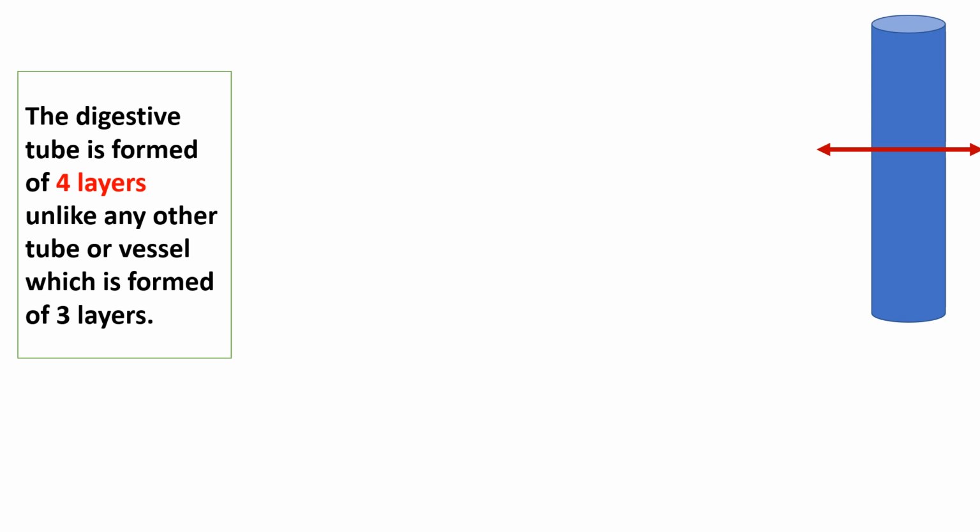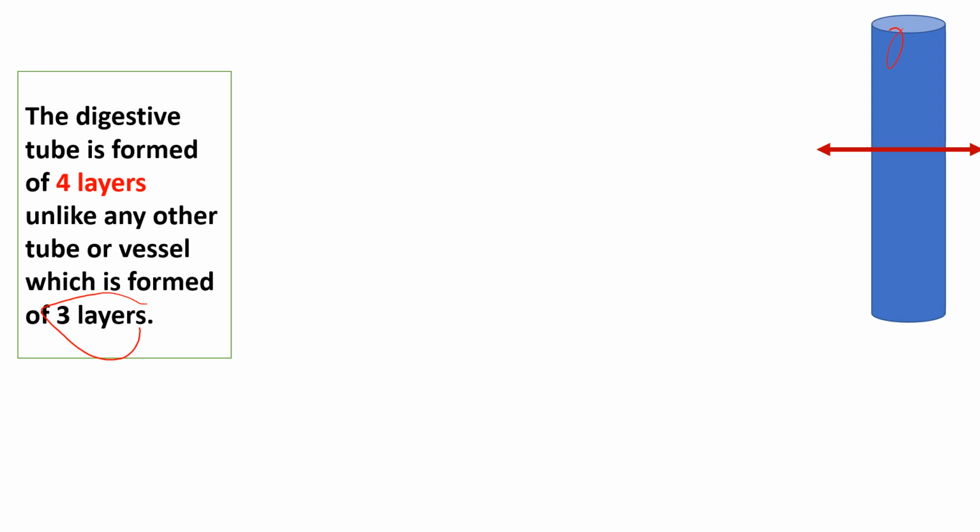General structure of this tube: this tube is cylindrical in shape. As you can see, it is formed of a lumen and a wall. So the wall of the tube will be formed of 4 layers, and this is special for the GIT. Any other tube or vessel you will find is formed of 3 layers. Only the gastrointestinal tube will be formed of 4 layers.